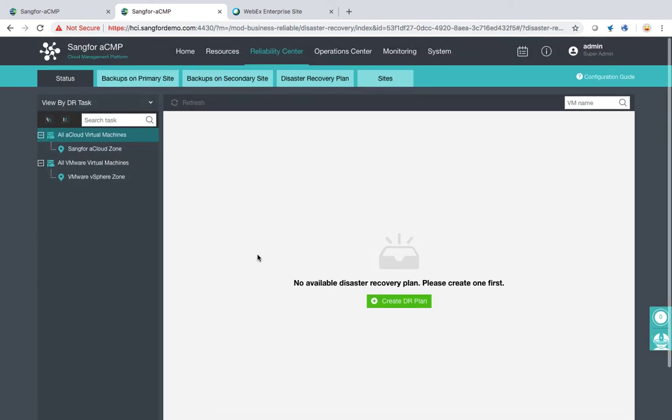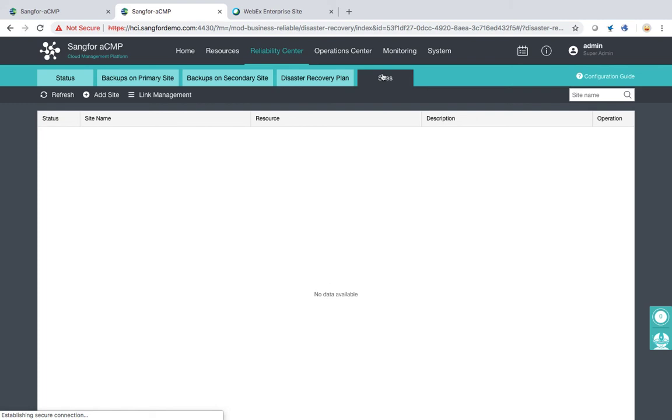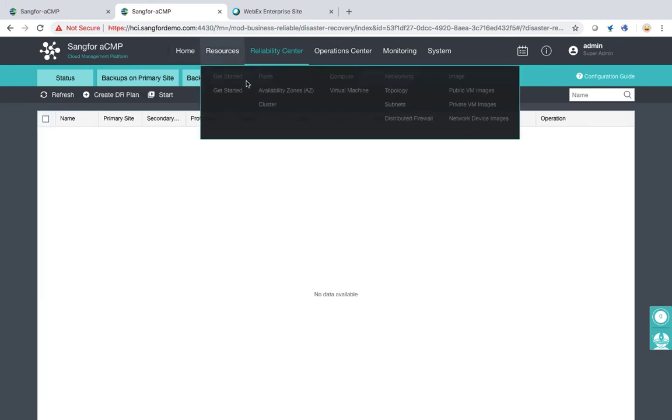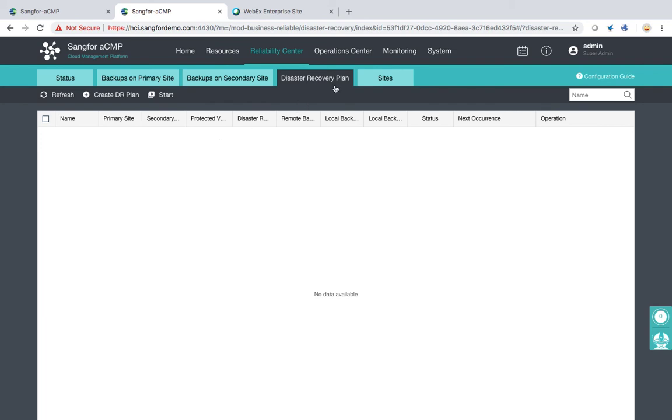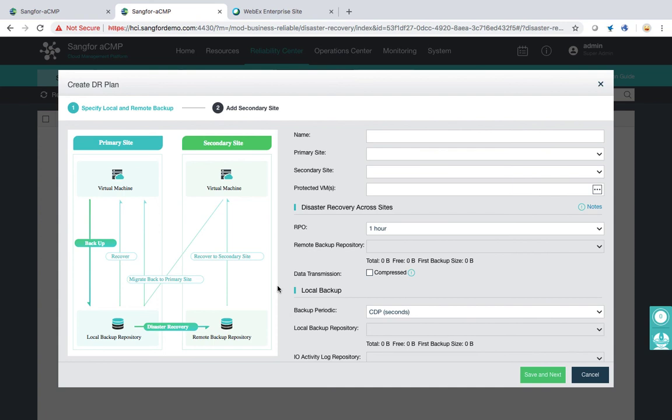And then you can see here is the configuration page for disaster recovery on aCloud. Usually what you need to do first is add two sites to the site management page, because you need at least two sites for disaster recovery, and define which one is the primary site and which one is the secondary site. And then after that, you need to go to disaster recovery plan and create a DR plan.